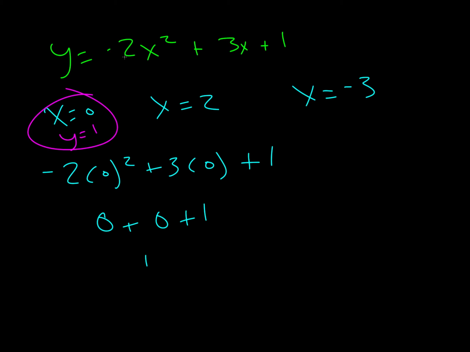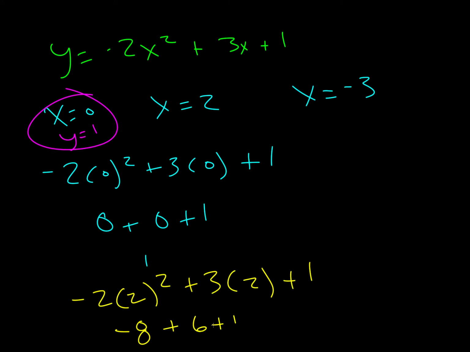Okay, now we're going to plug in a 2. So we get negative 2 times 2 squared plus 3 times 2 plus 1. 2 squared is 4. 4 times negative 2 is negative 8. 3 times 2 is 6, plus 1, these together make 7, minus 8. So that means y equals negative 1.